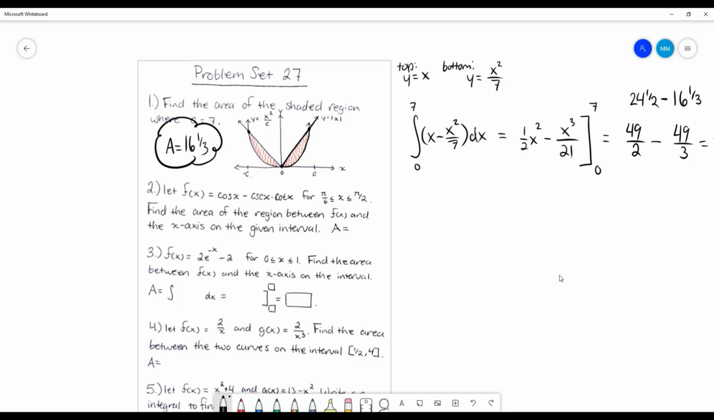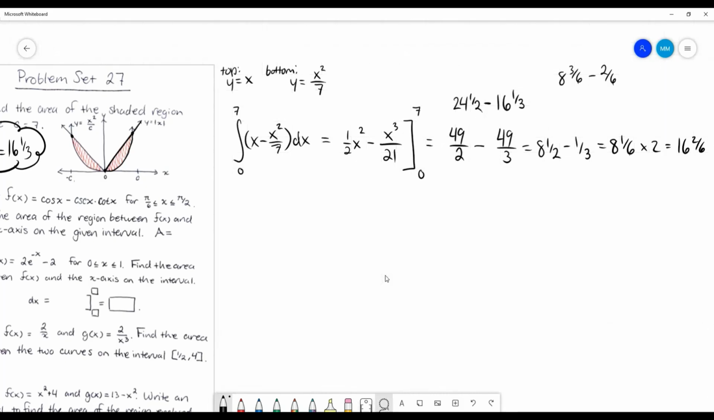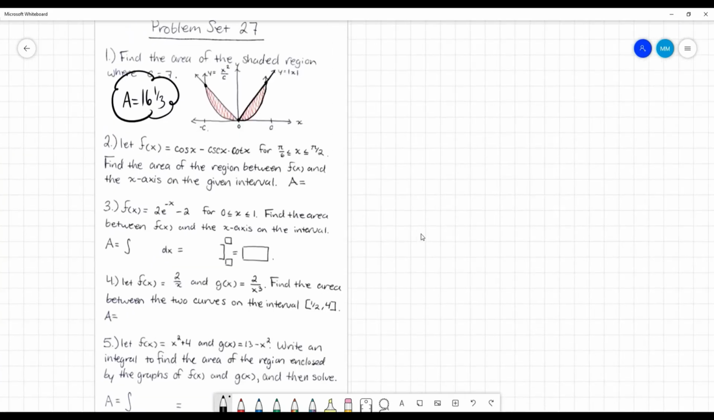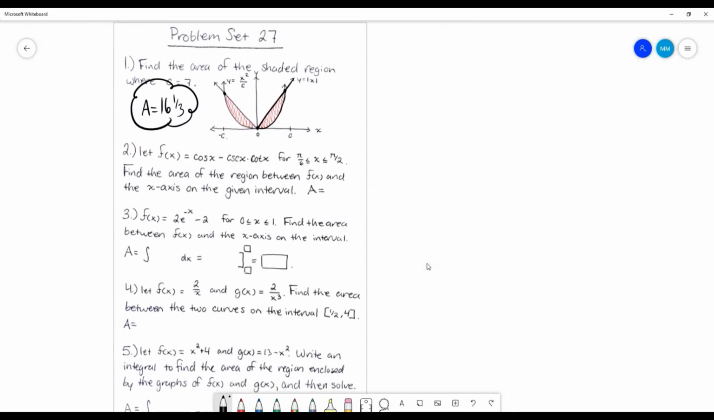On to number 2. This one's a little bit more complicated, just because we've got some trig functions in there, and I know those can be pretty confusing for a lot of us. But this is another instance of we want to find the area between two curves. In this case, we want to find the area between this function and the x-axis. So we don't actually have to consider any other curves there. Our second curve is technically our x-axis.